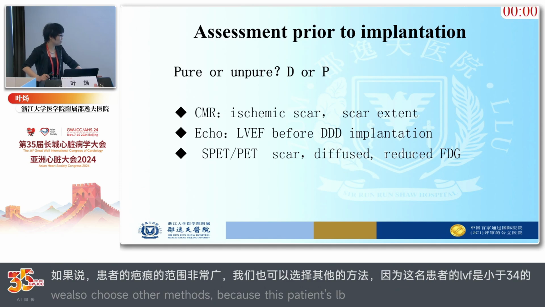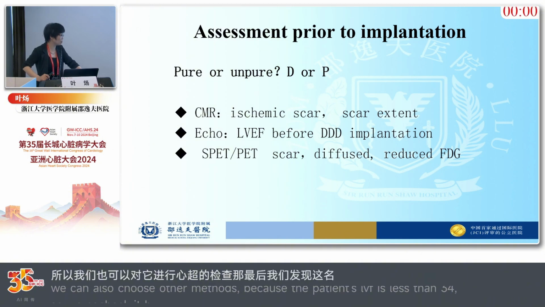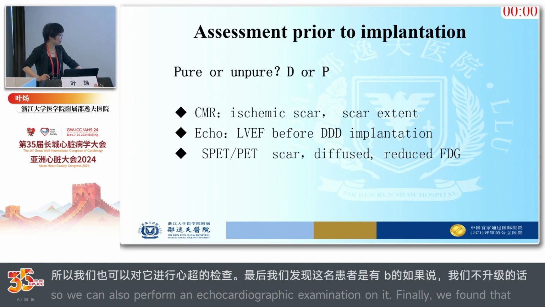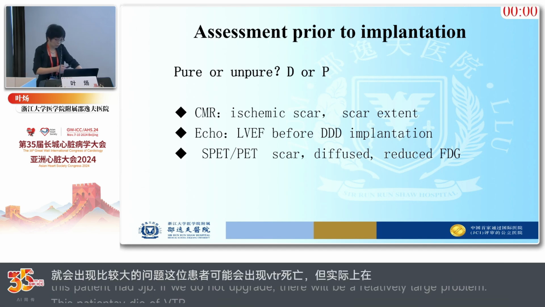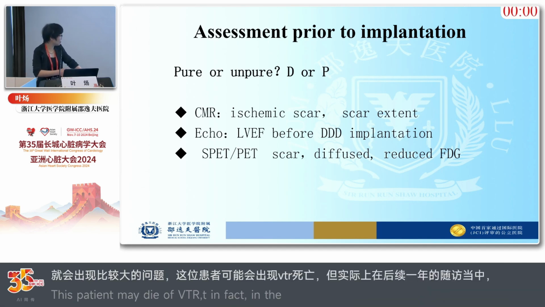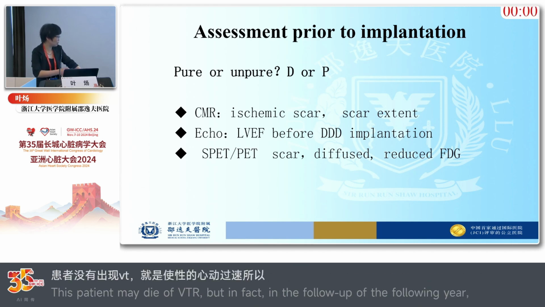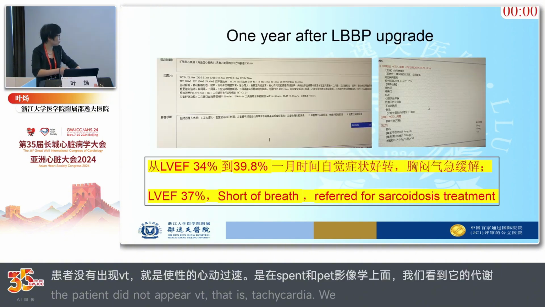But as a result, the patient has sarcoidosis. If we don't upgrade to the D, it's a big question, because the patient will die from VT. Honestly, during 1 year of follow-up, this patient had no VT. And with the SPECT and PET scanning, we'd like to see the metabolism and the FDG, whether it's diffused or not, or reduced or not, because we'd like to choose such kind of patient.